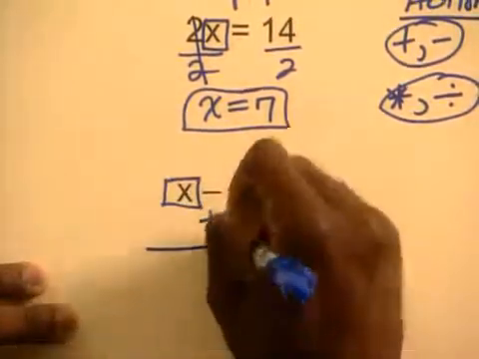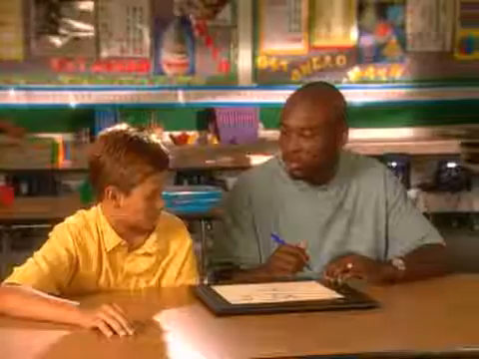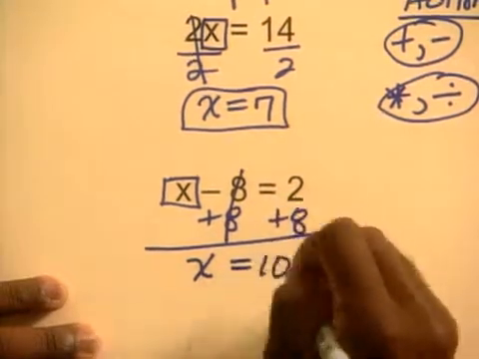Whatever you do to one side, you have to do to the other side. So if we add 8 to the left, what do we need to do to the right? Add 8. So we cross those out. And this x is a heavy boulder, so we want to do what? Drop it. There you go. We drop it on down, so x equals 10.